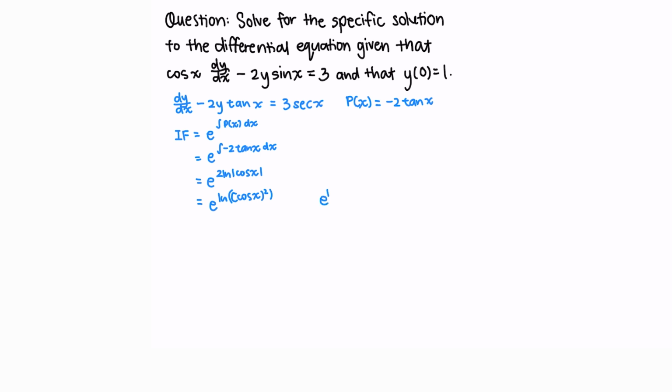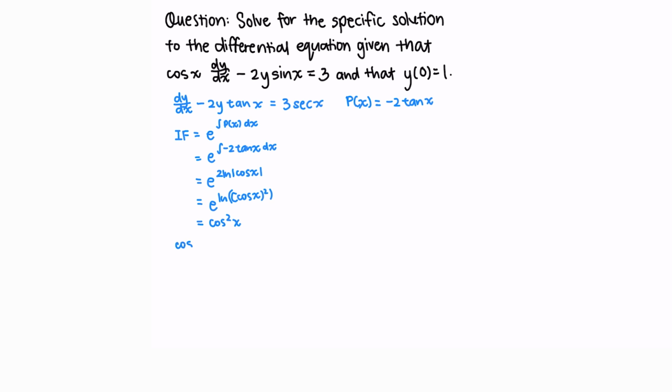Now there's one more thing I need you to remember. e to the power of ln x will be equal to x. So e to the power of ln cosine x squared is just cosine x squared, or just cosine square x. Wow, so nice, our integrating factor just reduces to that. So what do we do with our integrating factor? We just multiply the integrating factor throughout.